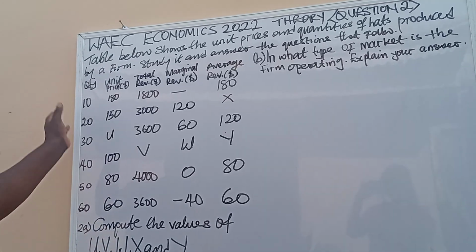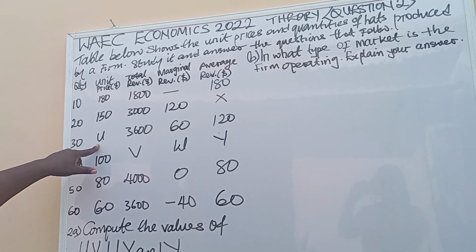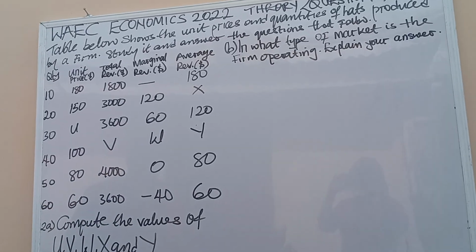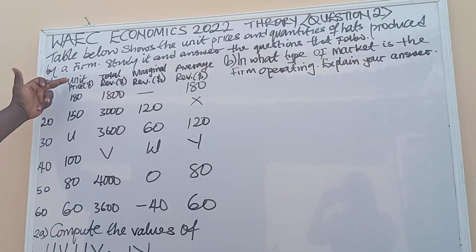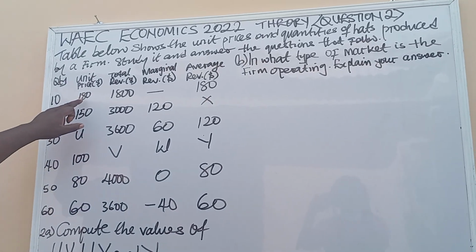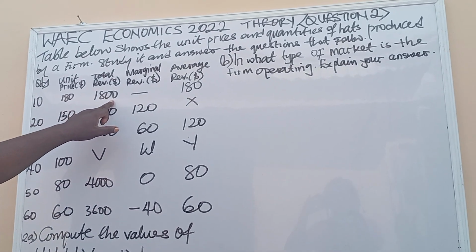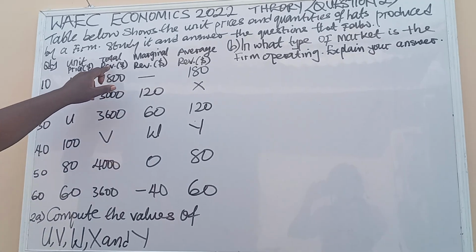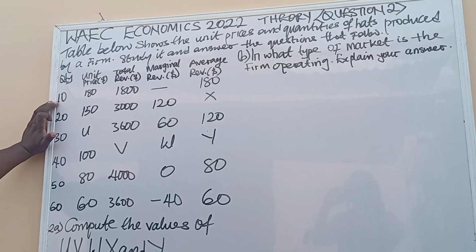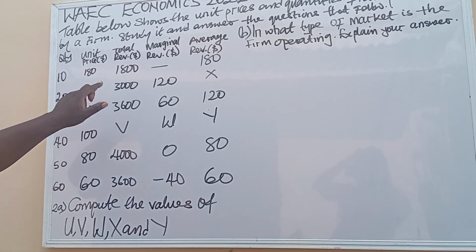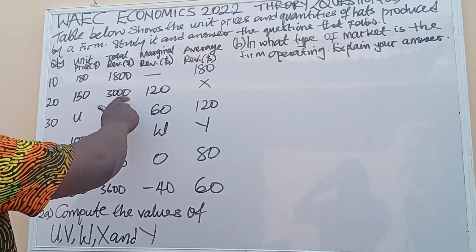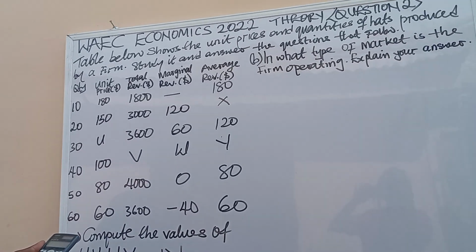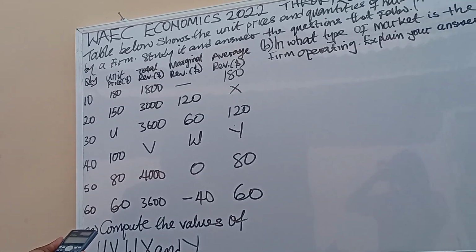U, where is U? This is U. How do we get this U? This is V. How do we get the V? Now this is talking about unit price. This is 180. This is total revenue. How did they get this 180? Total revenue divided by this 10 will give you this. Divide 3,000 by 20. It will give you 150.